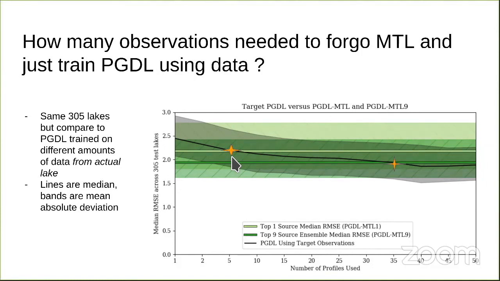So you have things like model agnostic meta learning, or maybe you would fine tune a selected source model using data from the target lake or similar approaches. But this is just a comparison of how well the PGDL does as you add more data to the unobserved prediction case.